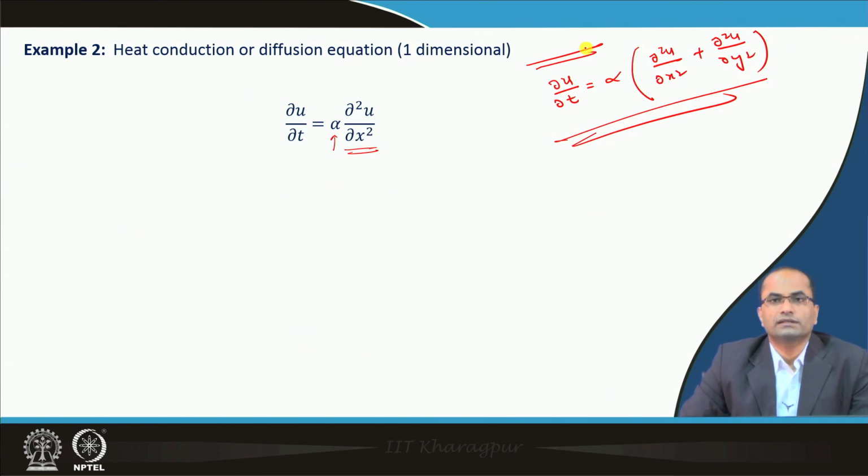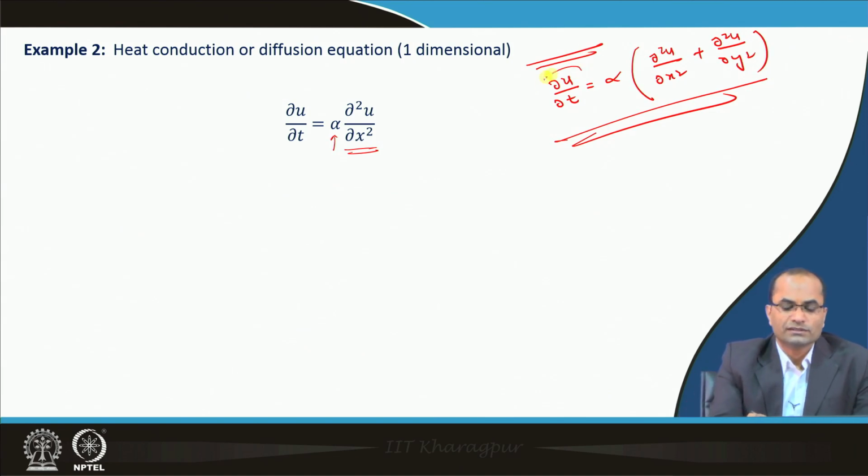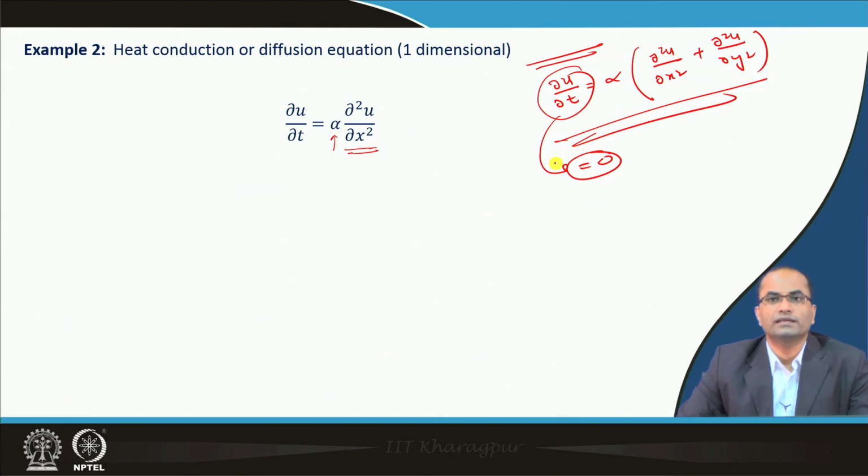So, this is the two dimensional heat conduction equation, and exactly the steady state heat conduction equation means there is no change with respect to time, that means del u over del t is 0.